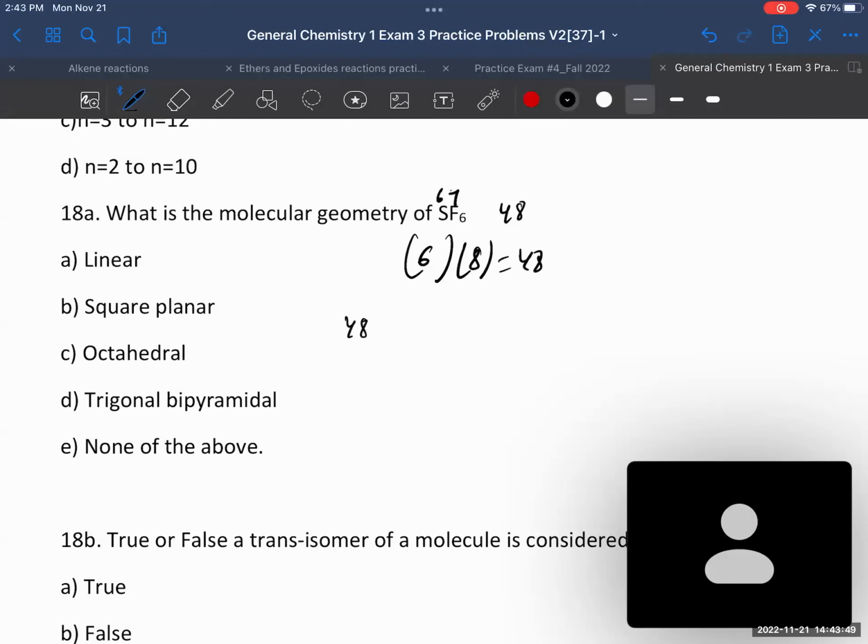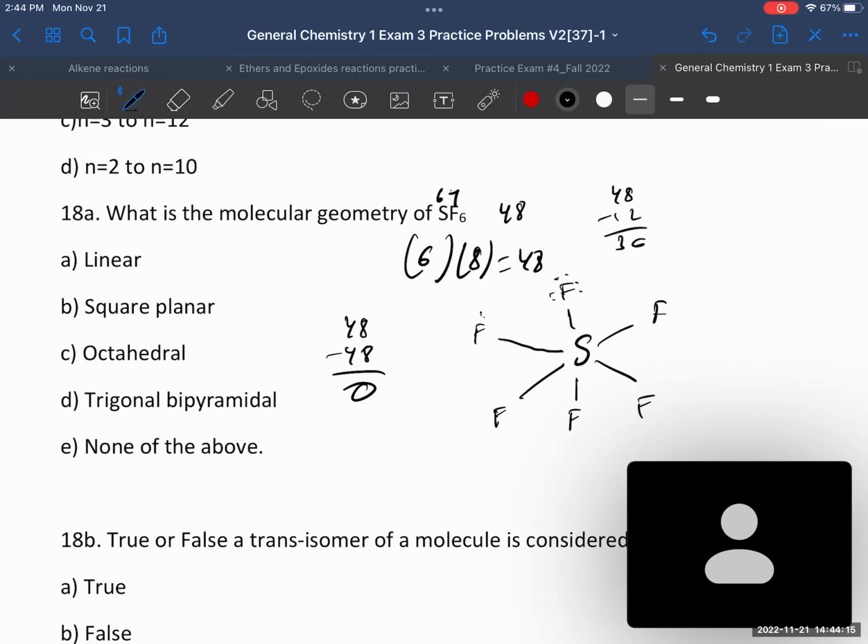So if you do 48 minus 48, you can confirm that there are no lone pairs on the sulfur. So then you'll draw it out: sulfur, with 6 fluorines. Draw that out. So how many electrons did that use up? 2, 4, 6, 8, 10, 12. And then all of these fluorines need 6 to be satisfied.